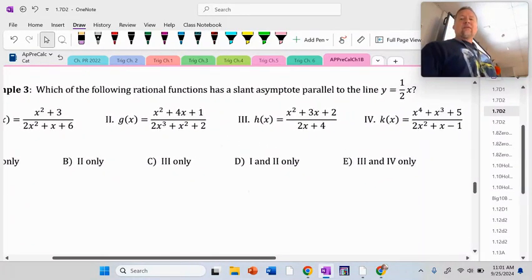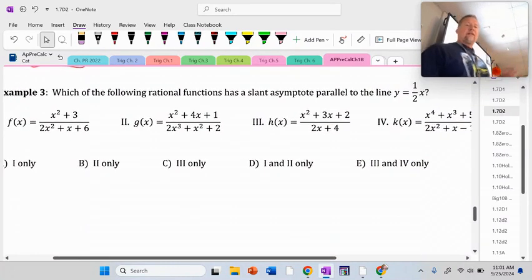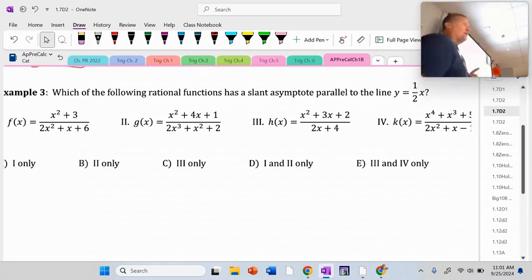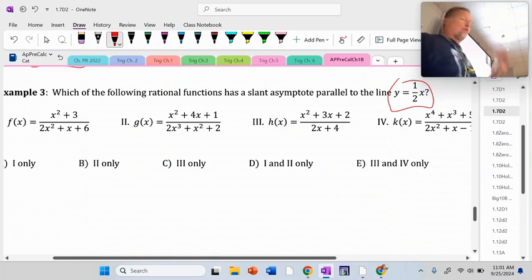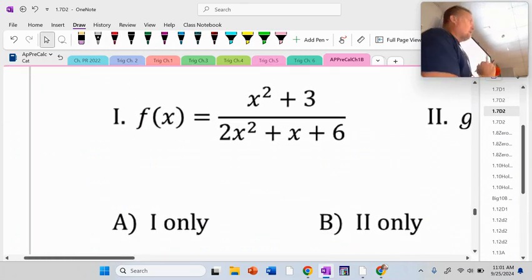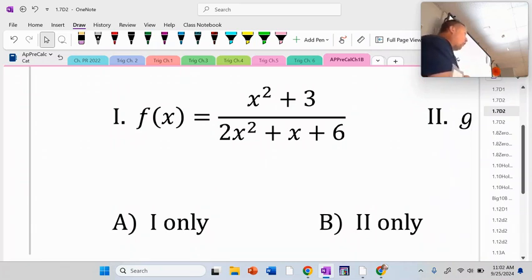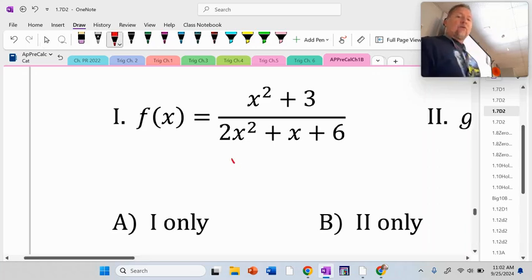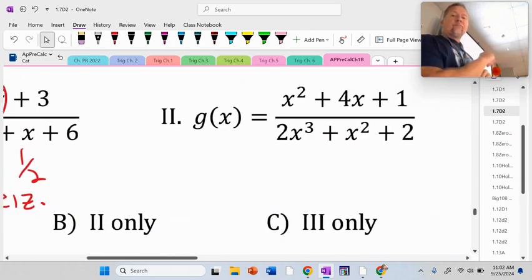Okay, then look at this last one. I like this. Just read it. Don't write it down. Which of the following has a slant asymptote parallel to the line y equals 1/2 x? So a slant asymptote parallel to y equals 1/2 x. Very well worded. Let's look at the first one. Does that have a slant asymptote? Yes or no? No. What is the asymptote of this one? Y equals what? 1/2. Which is horizontal, not slant. These are equal, so that'd be a no.